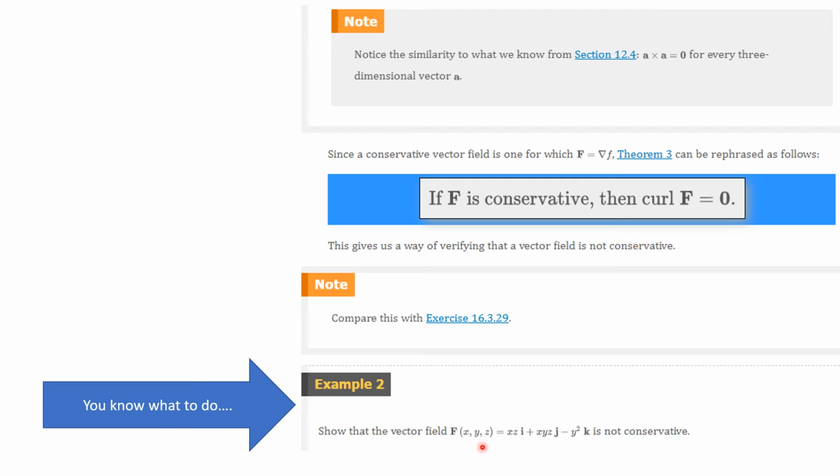So here's an example. Show that the vector field capital F of xyz equals xz in the i direction, xyz in the j direction, and minus y squared in the k direction is not conservative. You know what to do. Let's see how you did.